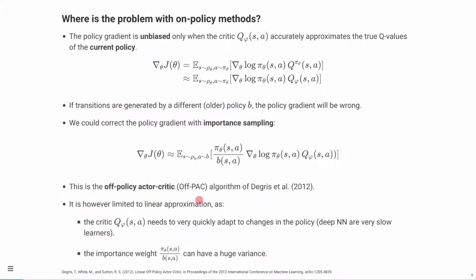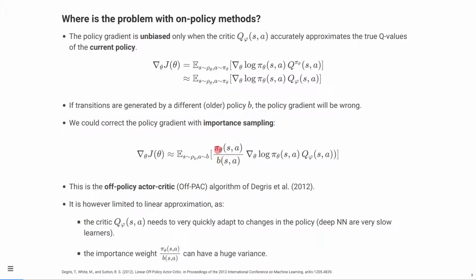The problem is that Off-PAC only works with linear approximation, so not with a deep neural network, just a direct linear regression for the policy and the critic. The idea is that if you do that, your estimated Q values must be very close to the true Q values, and deep neural networks are very slow learners. You need a lot of epochs to have the output catch up with the targets. So you may always have a bias here, and correcting by this is not going to help having an unbiased policy gradient. And the other problem is that this term can have a high variance.